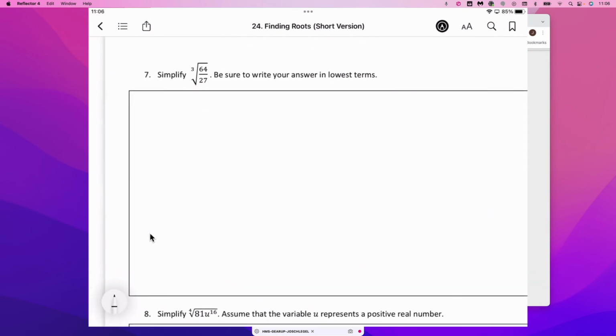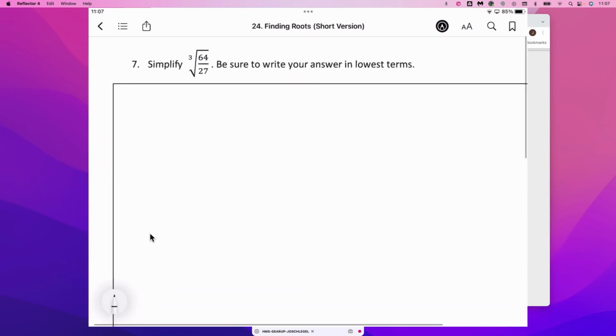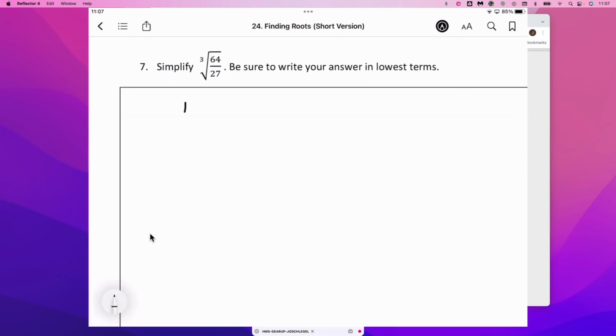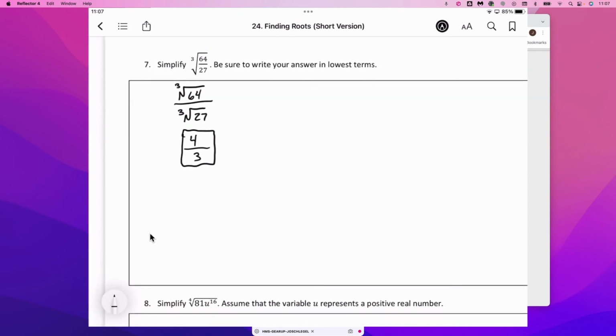And so what we've got here, we need to recognize that if we're trying to do this with fractions, we can do the numerator separate from the denominator. So I'm going to rewrite this as the cube root of 64 over the cube root of 27. And the cube root of 64, if you just think 3 times tables, is going to be 4, because 4 times 4 is 16, times 4 is 64. And the cube root of 27 is going to be 3, because 3 times 3 is 9, times 3 is 27. So again, realizing that we can treat the numerator and denominator separate is very helpful.